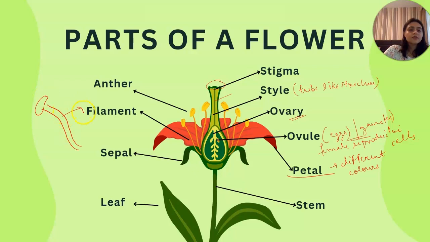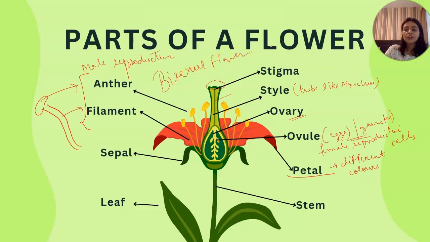Okay, this is the filament and this is the anther, and these two form the male reproductive part of a plant. So this is a flower which has both sexes, both genders within it. So what kind of flower is it? Yes, it is a bisexual flower, which has the female reproductive part and also the male reproductive part.